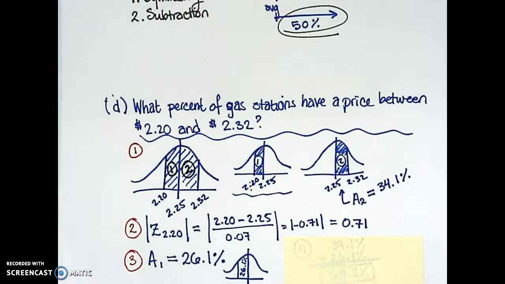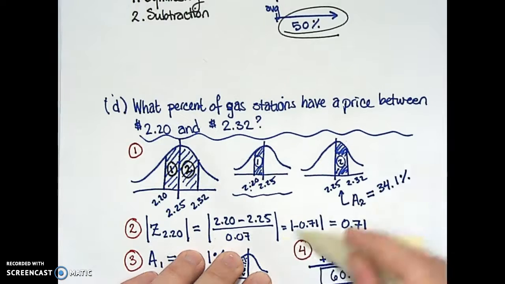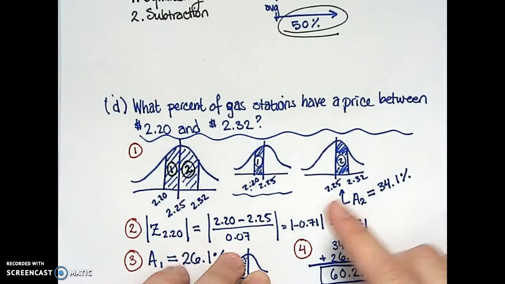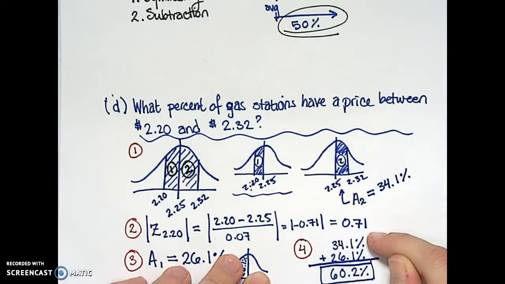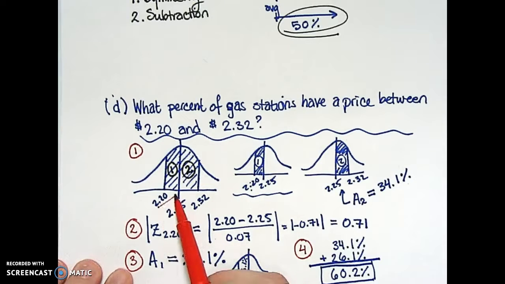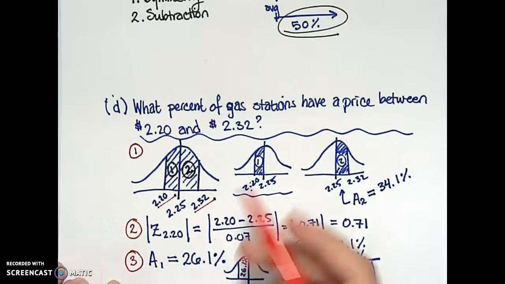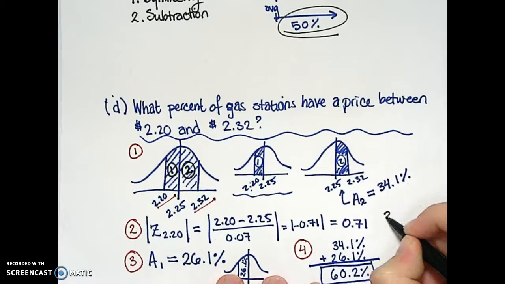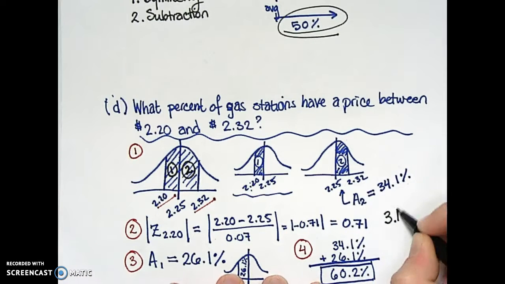So I'm going to add a step 4 to this problem, which is really answering the question. I'm going to add together the area from area 2 with the area from area 1. So if we add these two together, we get a total of 60.2%, or 60.2% of gas stations have a price between $2.20 and $2.32. This example illustrated a third concept you often have to use, that of addition.